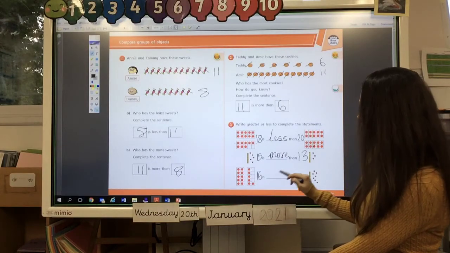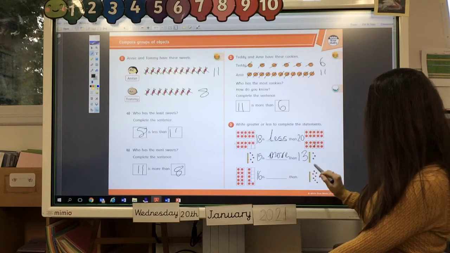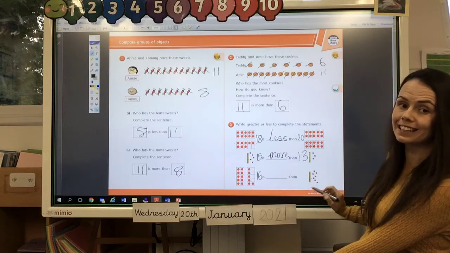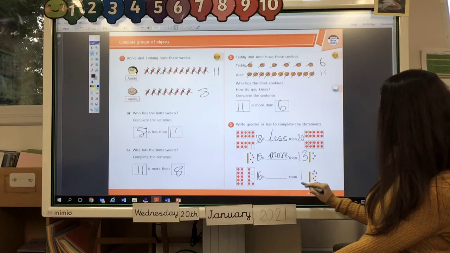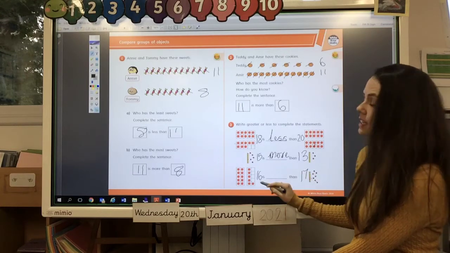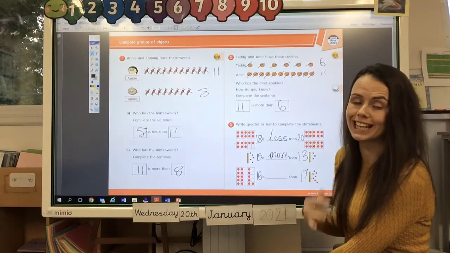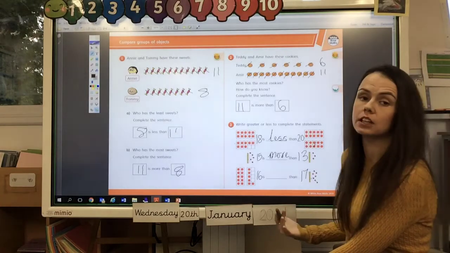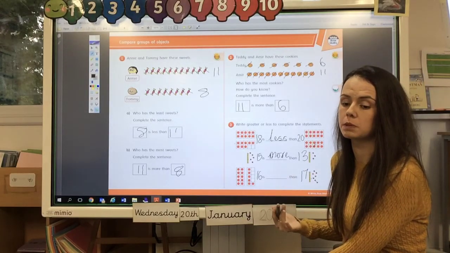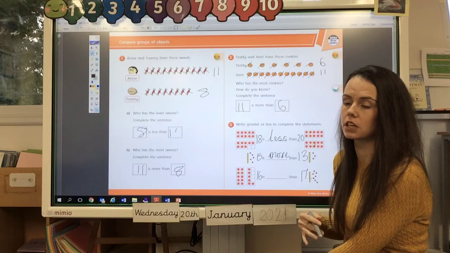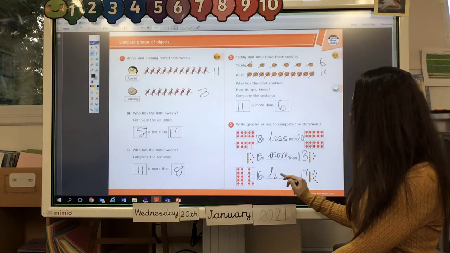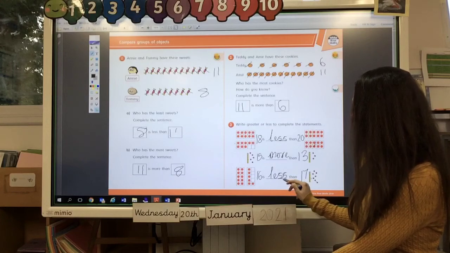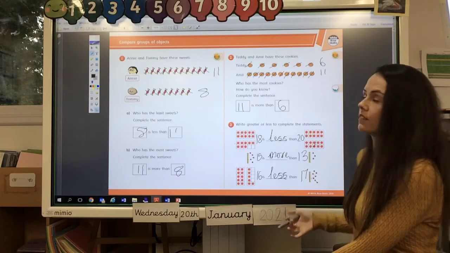16 is something more or less than how many is here? So 10, 11, 12, 13, 14, 15, 16, 17. So 16, is that more or less than 17? So if I had 16 biscuits and I had 17 biscuits, 16 is less than, isn't it? So less. 16 is less than 17.